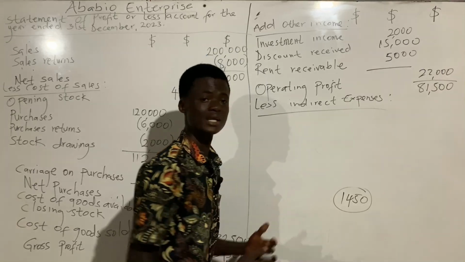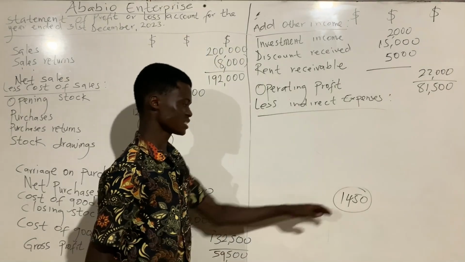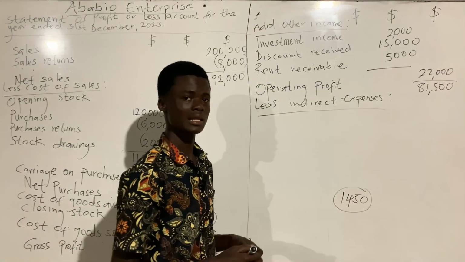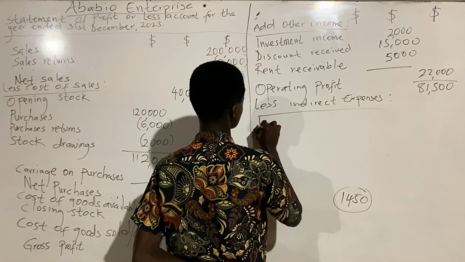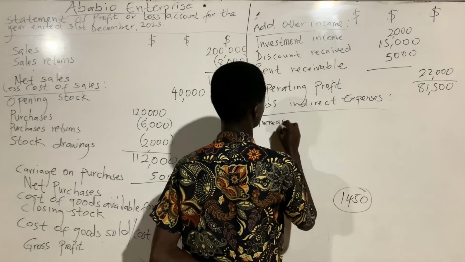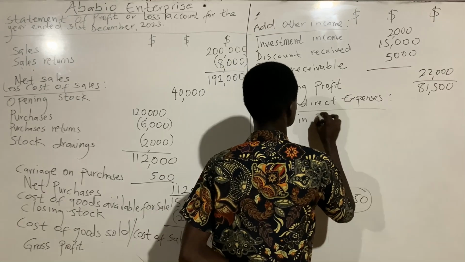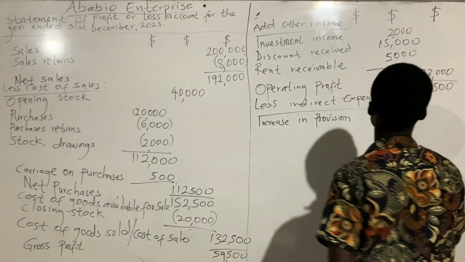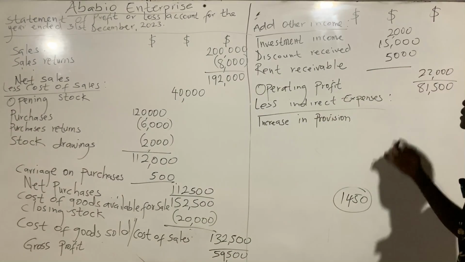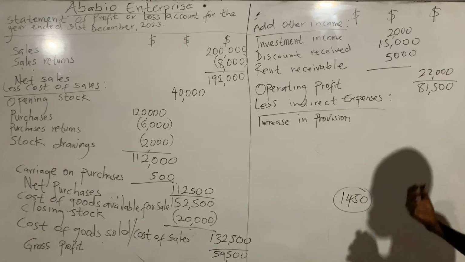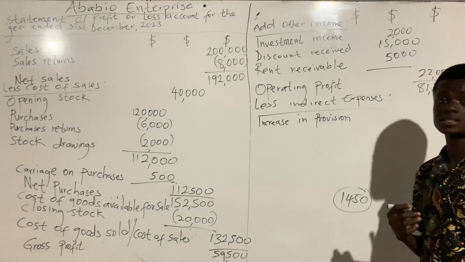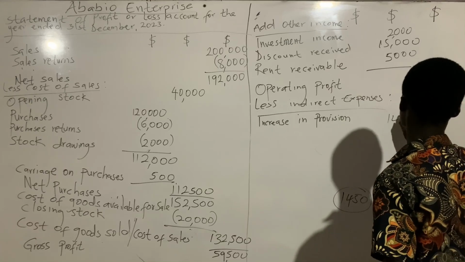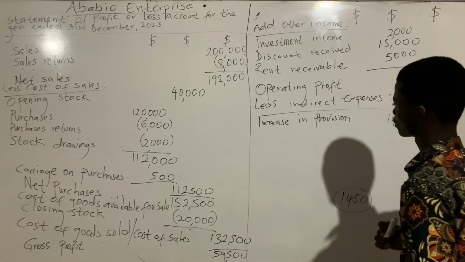Okay, so we will begin listing our indirect expenses, but since we've already calculated the provision for doubtful debt, then let's begin with it. So we will say increase in provision. All indirect expenses are on the middle column, if only that indirect expense is not subject to adjustment. So this 1,450 will be written on the middle column.